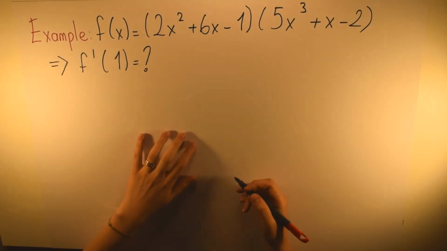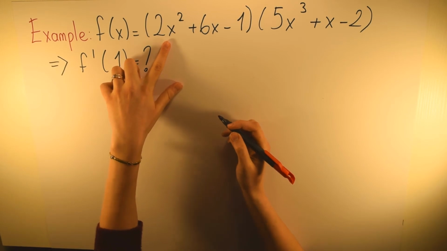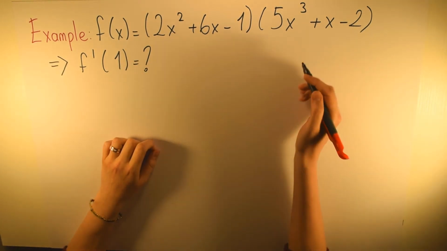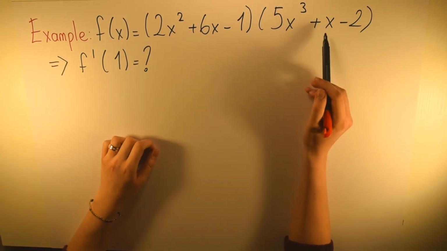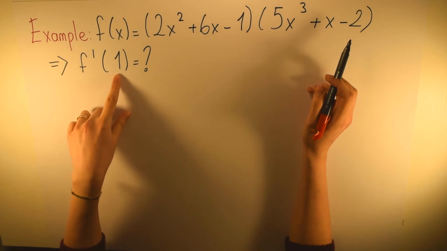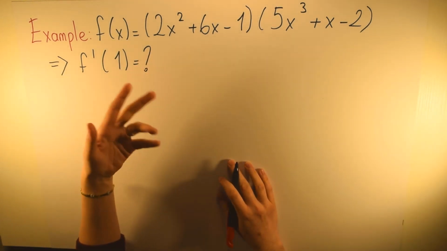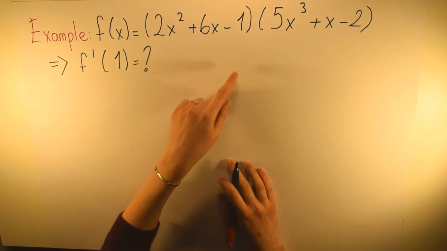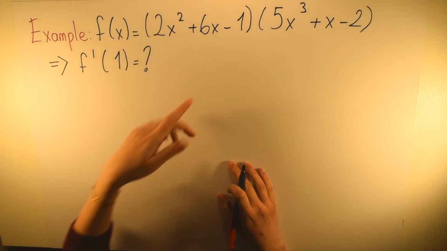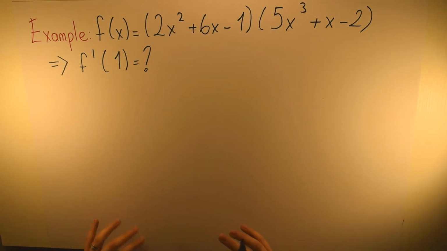Let's continue with this example. Here we have f of x is equal to 2x squared plus 6x minus 1 times 5x to the power of 3 plus x minus 2, and the derivative of f of 1 is asked. So as you can see, it doesn't have to be given as f of x times g of x. It can also be given like this, but you already know that this is the product of two functions, right? So you will do the same logic.